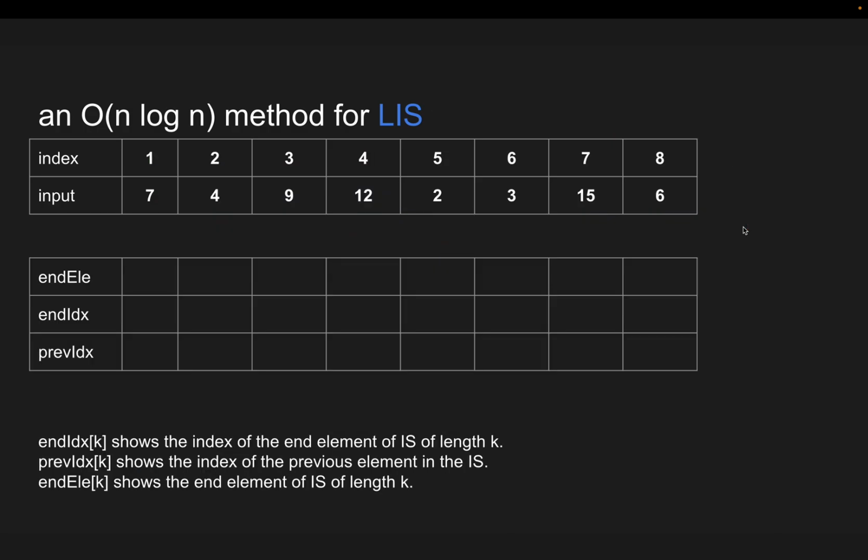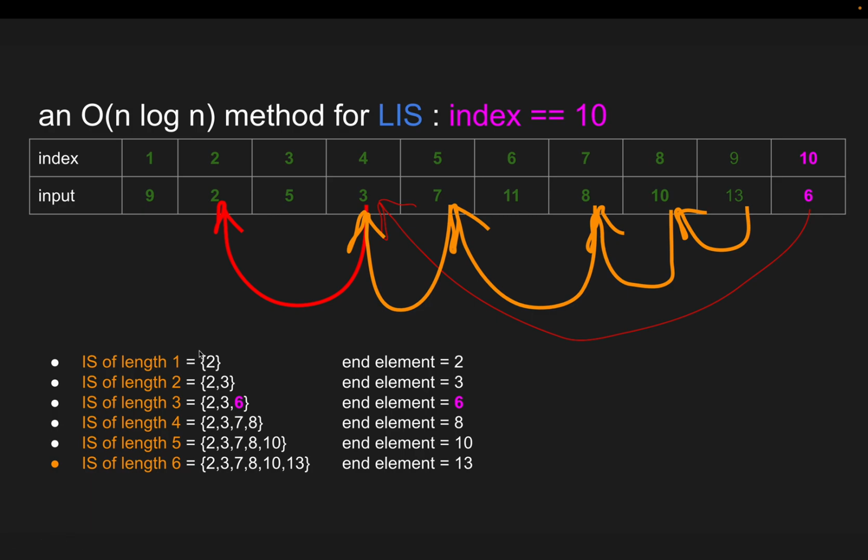So in fact, we do not have to store all these sequences. What we only need to store is, first, the end element. It is what we compare with the newly read integer, right? And second is the previous position. If we want to know, after reading all these integers, what the longest increasing subsequence of length 5 is, I know the end element is 10, but if we only store the end element, we can never know the complete form.